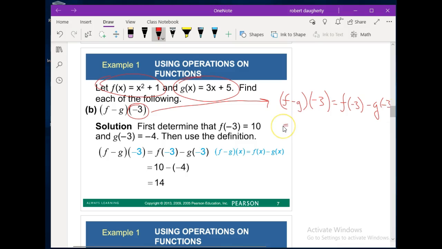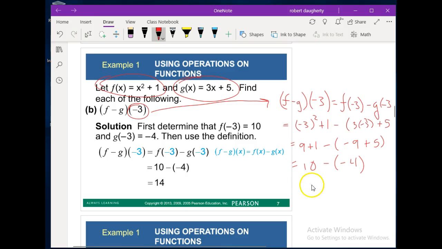So what is f of negative 3? That's negative 3 squared plus 1, minus, what's g of negative 3? That's 3 times negative 3 plus 5. So I get 9 plus 1 minus negative 9 plus 5. So this is 10 minus negative 4. Answer is 14. So that is the value of f minus g of negative 3.